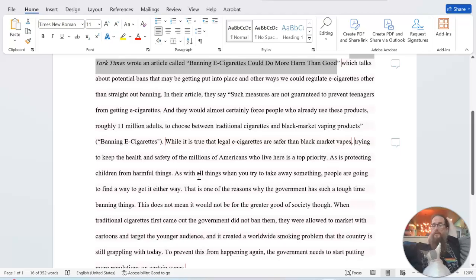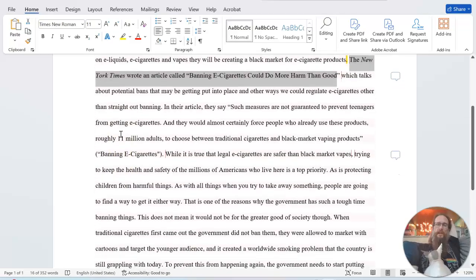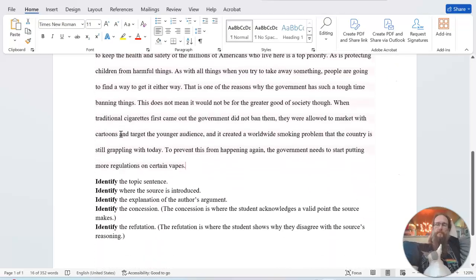So remember that if it's a named author, like Baxt, then you put their last name after the direct quote in parentheses. But if there's no named author, then you want to use the first few words of the title, exactly like she did. Okay, we got the topic sentence, we got the source intro.